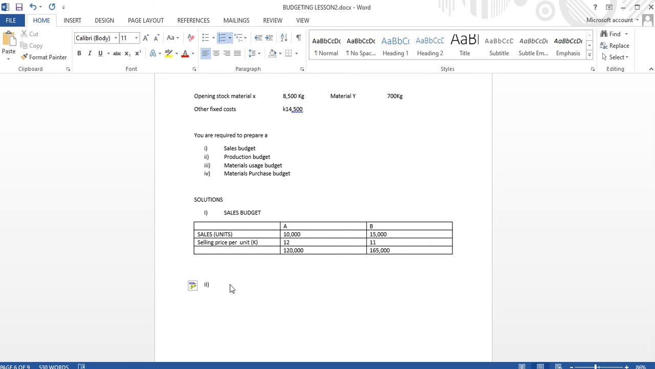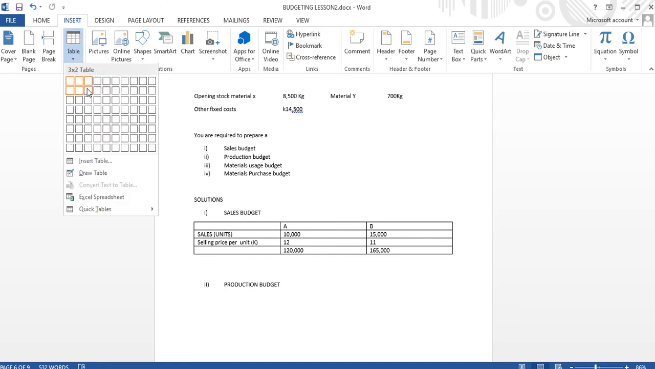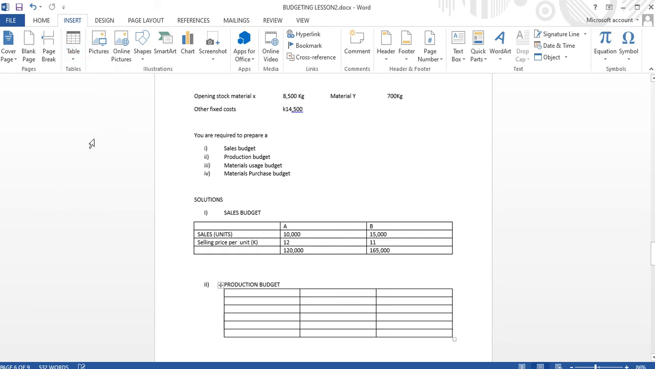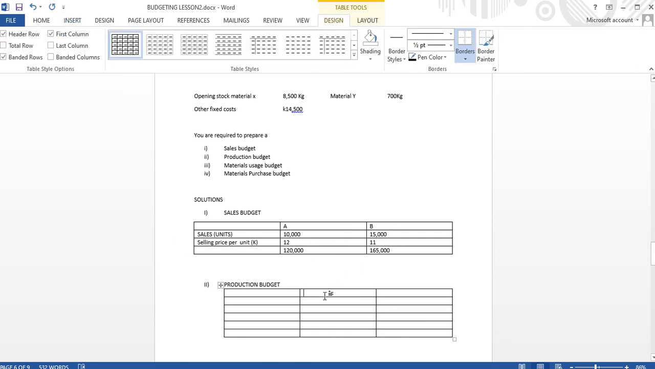All right, so our production budget. We also make another table. All right, so we have product A, product B. First information we put in is sales in terms of units. Product A, 10,000. Product B, 15,000.